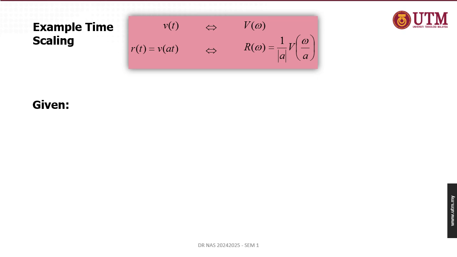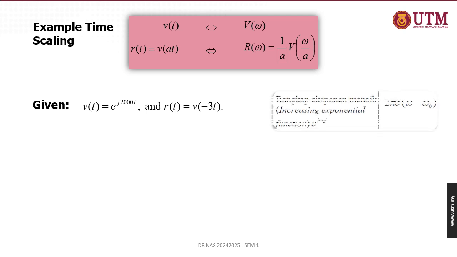Let's look at another example on time scaling. If you have an equation v(t) equal to e to the j 2000t and r(t) equal to v(minus 3t), obviously you need to refer to the table for the first function, the basic equation. In this case, you have v(t) equal to e to the j 2000t, in which you know that omega naught is equal to 2000. Therefore, your V omega equals 2 pi delta of omega minus omega naught, 2000.